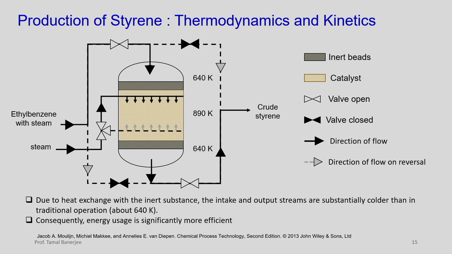Okay. Due to heat exchange with the inert substance, the intake and output streams are substantially colder than in the traditional operation. So as I told you, because of the heat exchange, because you are introducing the ethyl benzene with steam here, it also absorbs some heat from the catalyst bed. So the inlet is substantially colder than the middle part of the reaction. What is the temperature at that point? 640 Kelvin. So overall, the energy usage is significantly more efficient.